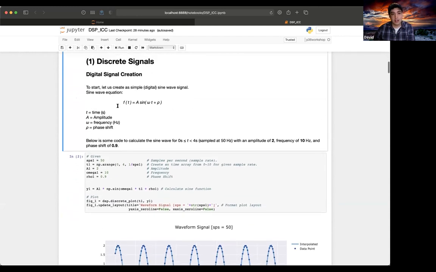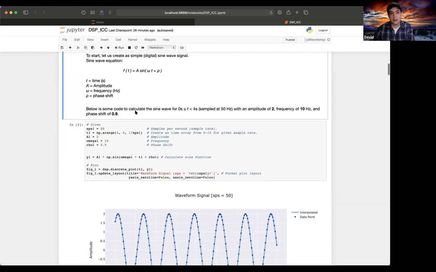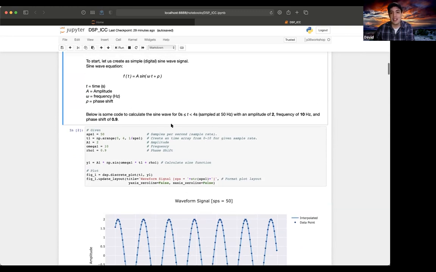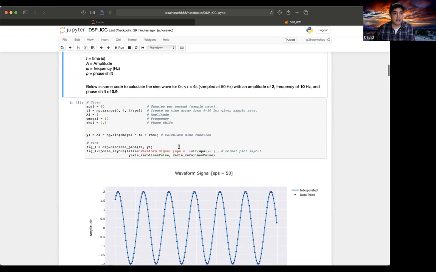But what it's basically doing is I'm going to calculate a sine wave and just show you that it's discrete. When we work in Python or any language, really, we can't work with an infinite amount of points. It's just not possible in the digital world, at least not at the moment. So here I'm just going to create a sine signal that has an amplitude of 2, a frequency of 10 hertz, and a phase shift of 0.9. You can just plug those in, right?